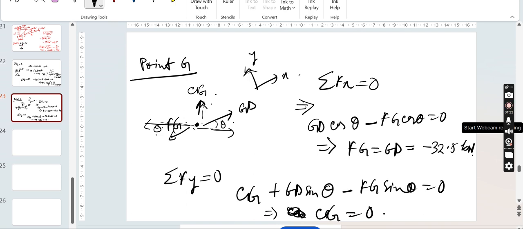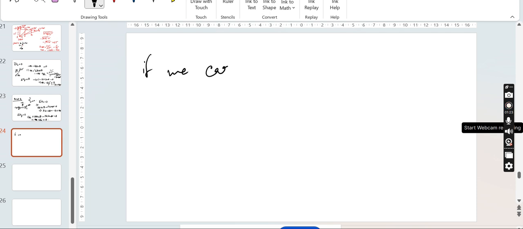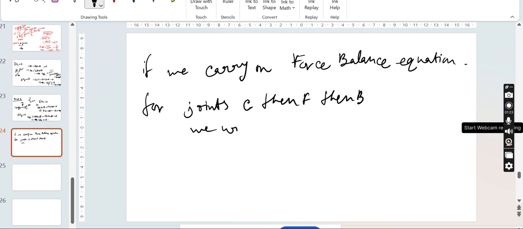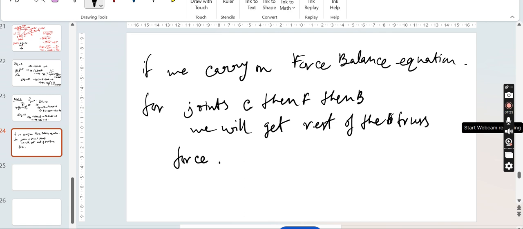Now if we move to point C, then F, then B in that order, we will know the rest of the unknowns. If we carry on the equations for joints C, then F, then B, we will get the rest of the thrust forces. Now let's move to the next question.